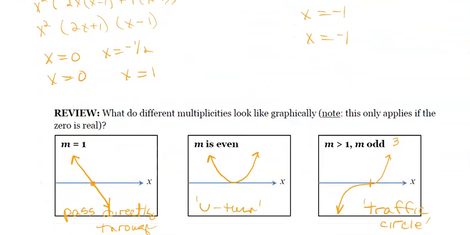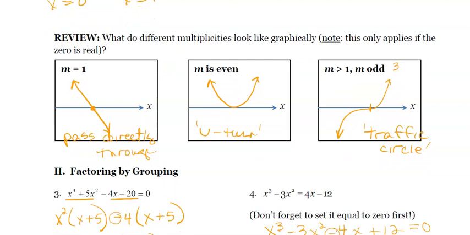Okay, continuing down. This you need to know. If you have a multiplicity of 1, your function is going to pass right through the x-axis. If the multiplicity is even, it's going to do a U-turn right at the x-axis. If your multiplicity is odd but greater than 1, it's going to do that little curvy traffic circle type thing. It'll pass through the x-axis, but it takes a little lag time. So you want to definitely know that.